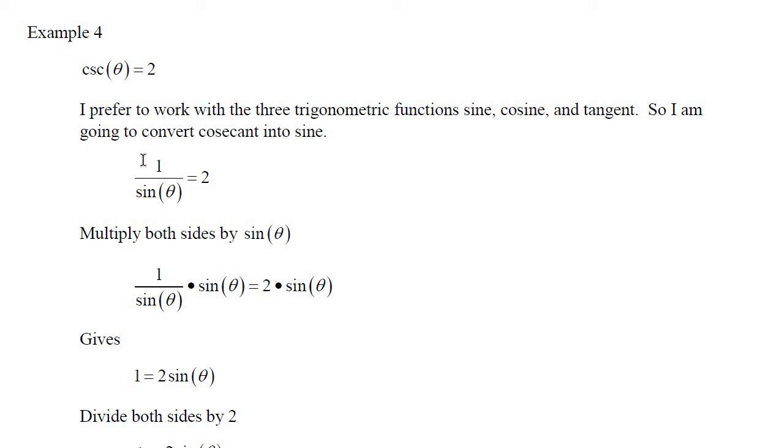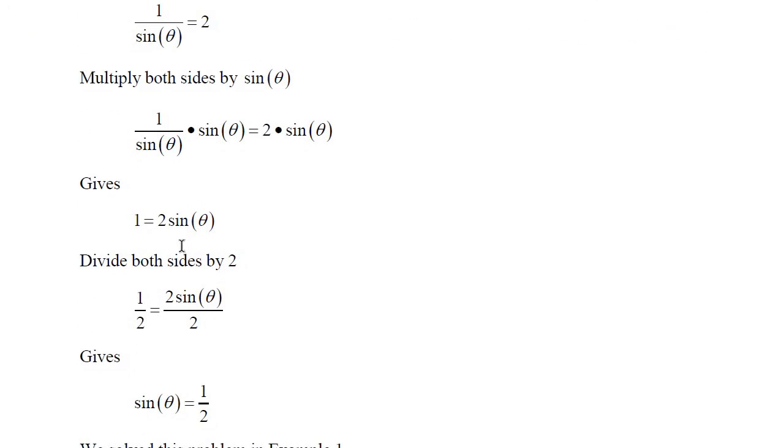So cosecant theta is the same thing as 1 over the sine of theta. To simplify this, I'm going to multiply both sides by sine theta. So this ends up giving me 1 over sine theta times sine theta is equal to 2 times sine theta, which gives me 1 is equal to 2 sine theta.